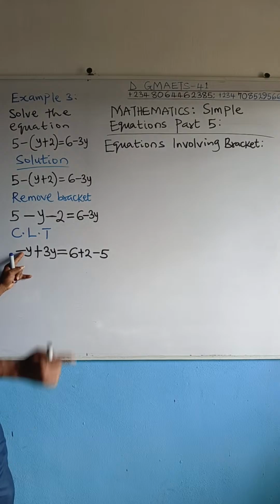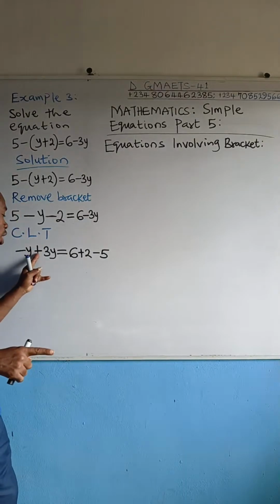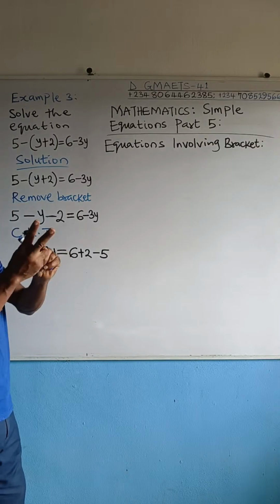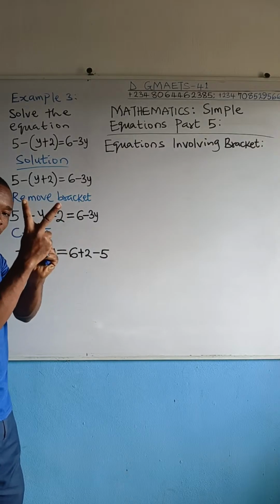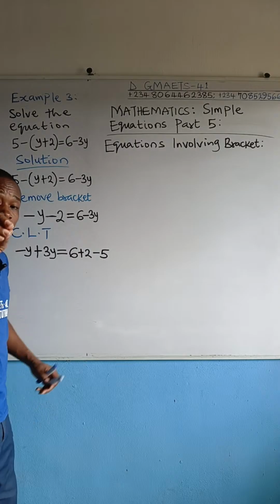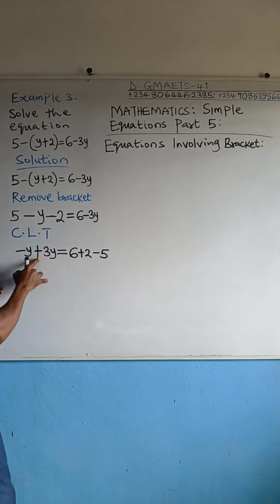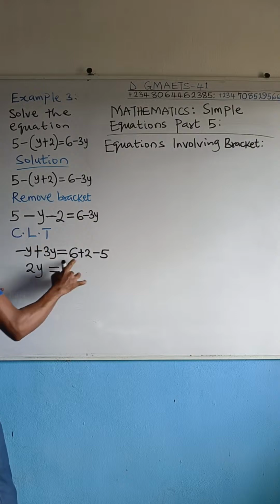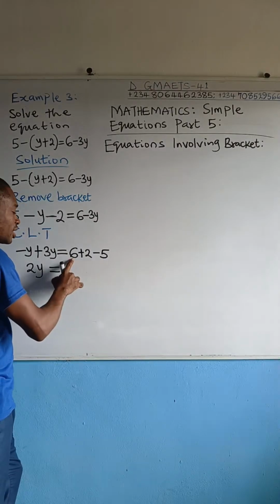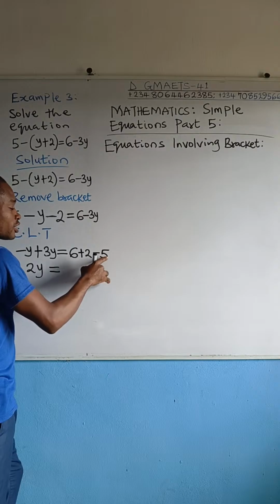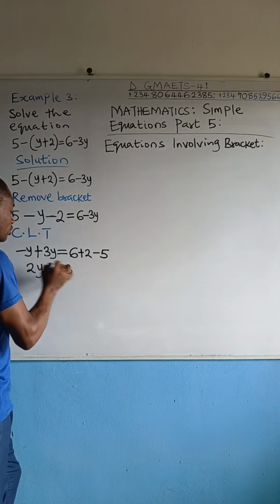You are owing someone 1y, and you have 3 y's. From that 3y, remove 1 of the y and pay the person. You'll be left with 2y. Because you are left with 2y, it belongs to you. It will be positive. So minus y plus 3y will give us 2y positive, equal to, simplify the right-hand side. 6 plus 2 will give you 8. 8 minus 5 will give you 3.